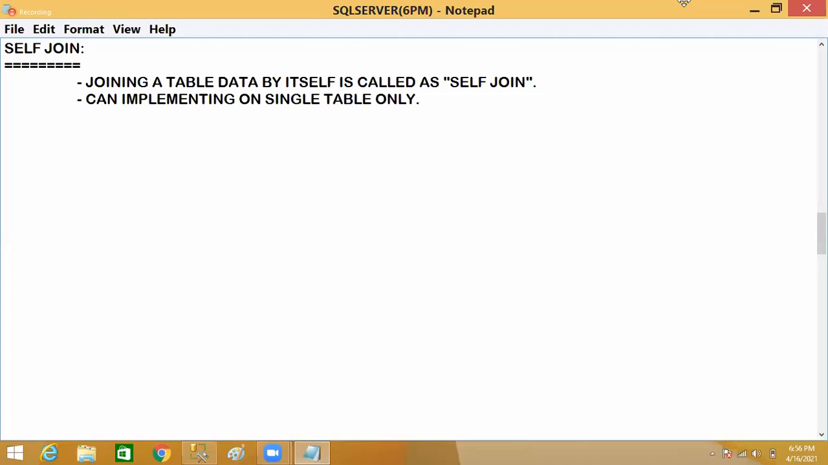In this mechanism, there is no chance to use multiple tables. Multiple tables are not supported by self join. Self join always supports single table operations only. That point is confirmed by the statement, joining a table data by itself. Now the second point is also clear, I think. All of you are clear on the second point also.